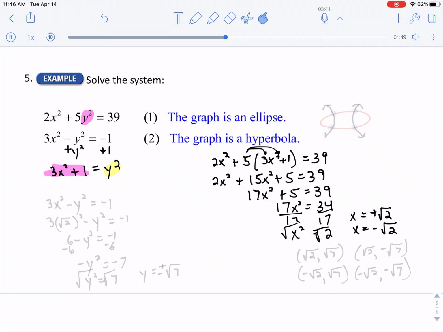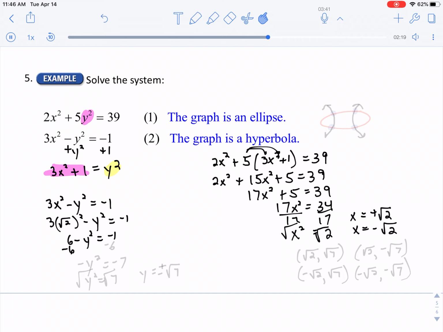All right, now we want to find y, so we're going to plug that in. So I've got 3x squared minus y squared equals negative 1, and I'm going to put in a positive square root of 2. So I've got 3 times the square root of 2 squared minus y squared equals negative 1. The square root of 2 squared is just 2, so I get 3 times 2 is 6 minus y squared equals negative 1.